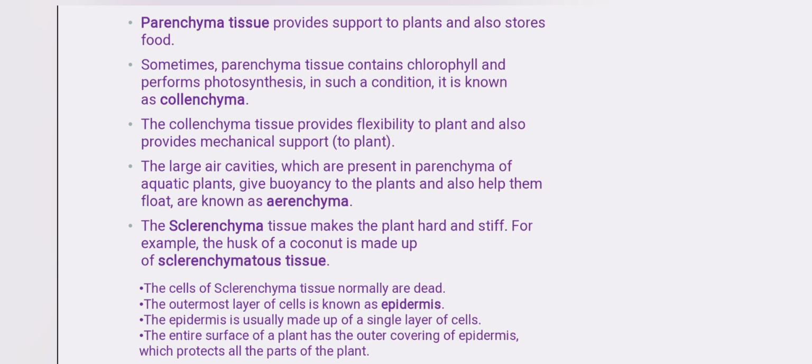The outermost layer of the cells is known as epidermis. The epidermis is usually made up of a single layer of cells, not more than two. The entire surface of a plant has the outer covering of epidermis, which protects all the parts of the plant. So this is all about parenchymatous tissue, collenchyma, aerenchyma, sclerenchyma and epidermis.